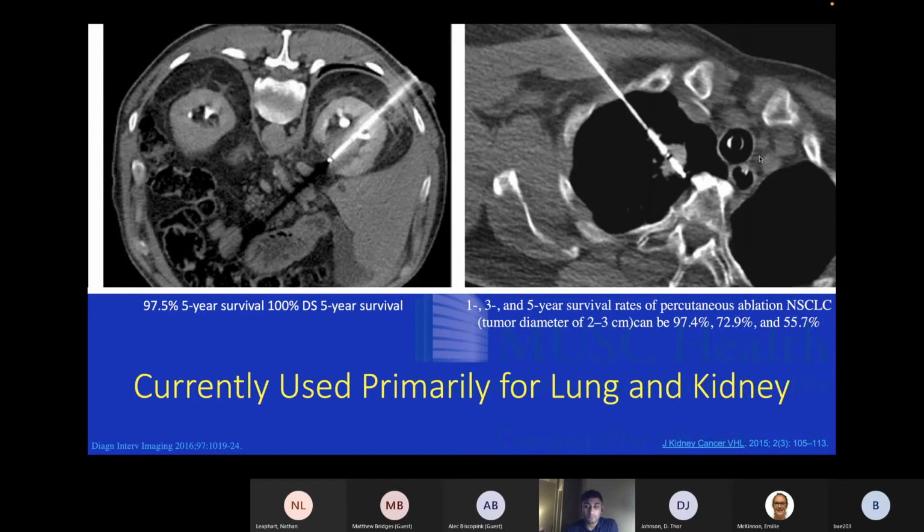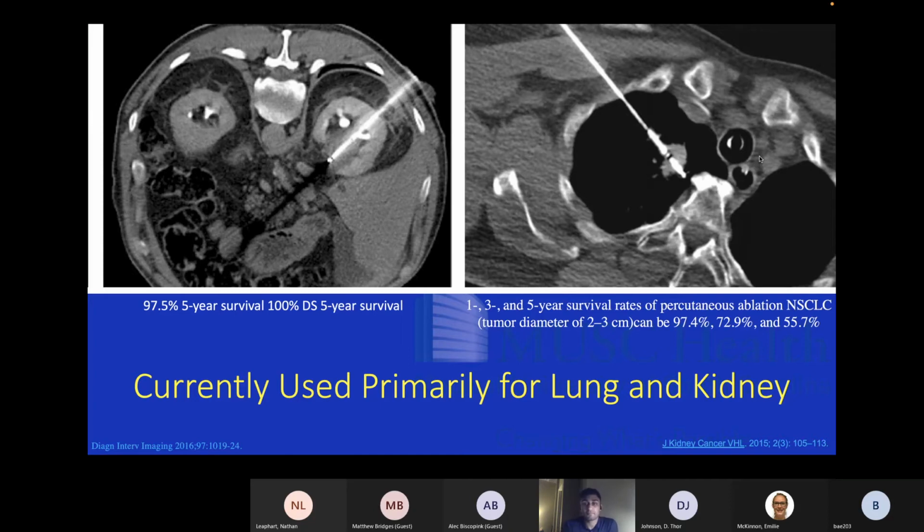So super effective for renal cell. And then 1, 3, and 5 year survival rates for percutaneous cryoablation for non-small cell lung cancer with tumor diameters of 2 to 3 centimeters are 97.4, 72.9, and 55.7. So that's actually pretty good even compared to surgery.